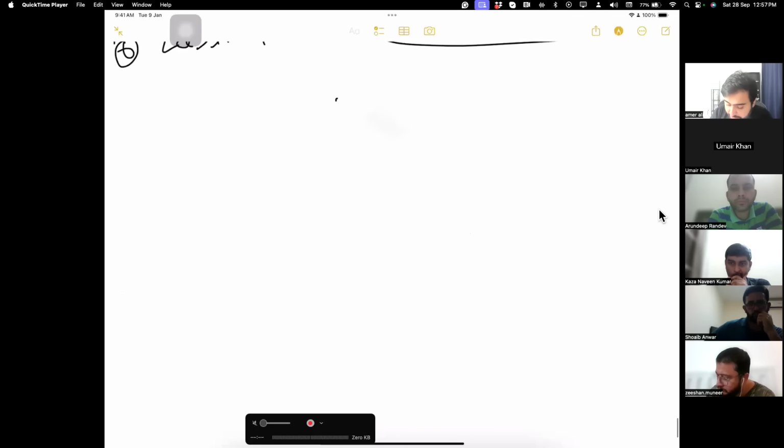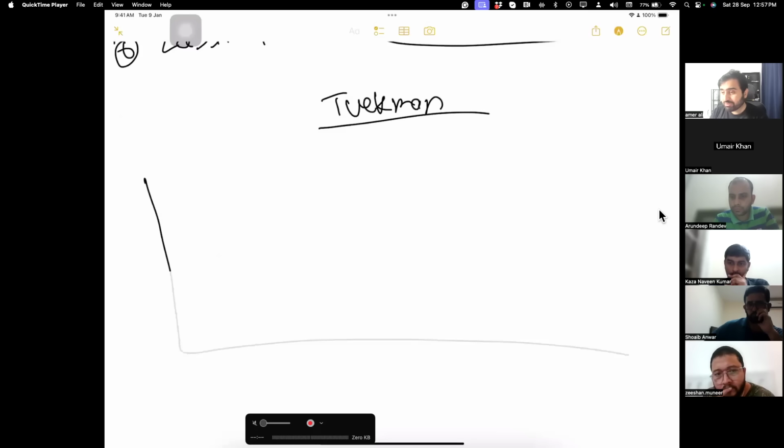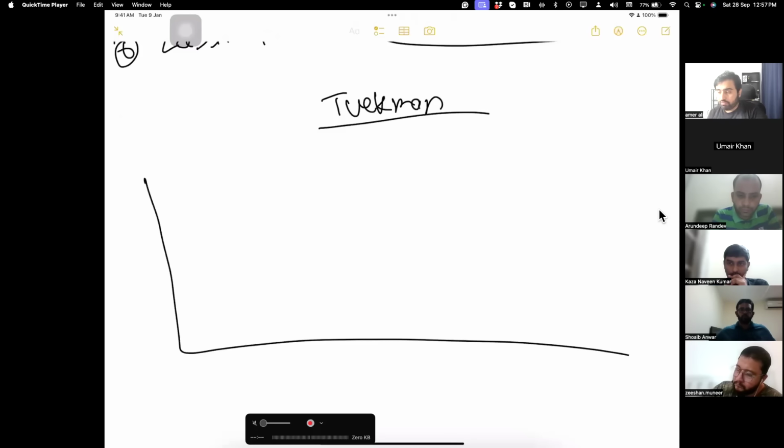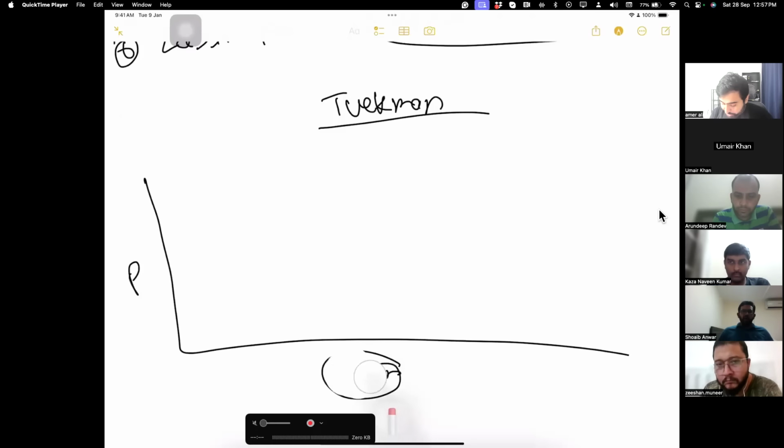So Tuckman ladder is another theory, also known as stages of team. I'm going to summarize the entire topic of team now, what we discussed, with this. On the y-axis, I put productivity. On the x-axis, I put time, sorry.